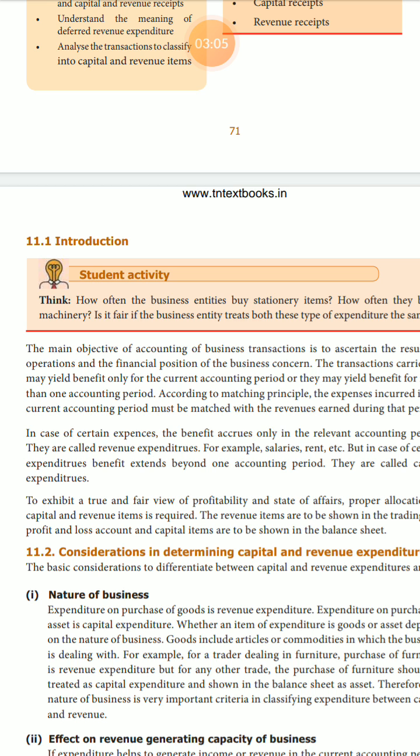According to the matching principle, the expense incurred in the current accounting period must be matched with the revenue earned during that period. In the case of certain expenses, the benefit occurs only in the relevant accounting period. They are called revenue expenditure. For example, salary is revenue expenditure.